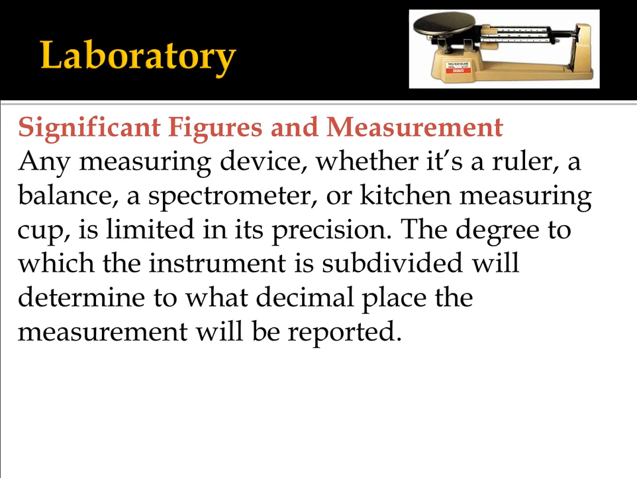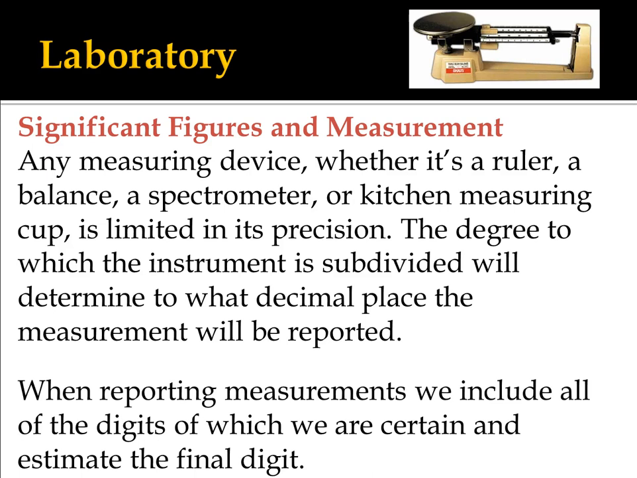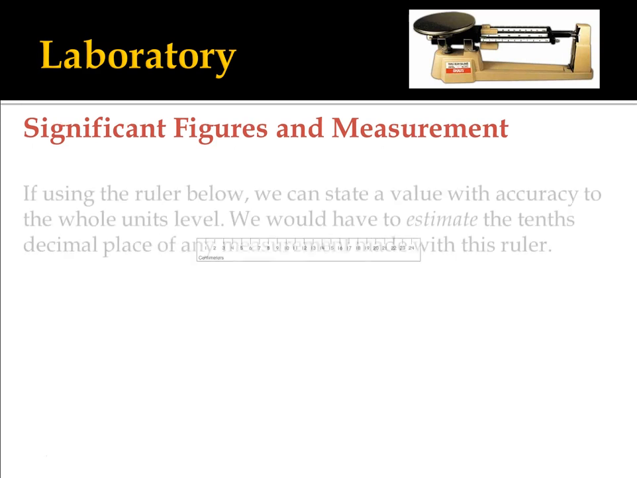So any measuring device, whether it's a ruler, a balance, a spectrometer, or a kitchen measuring cup, is limited in its precision, and the degree to which the instrument is subdivided will determine to what decimal place any measurements you take on it will be reported. When reporting measurements, we include all of the digits for which we see a graduated line, and these are certain digits, and we estimate that final digit.